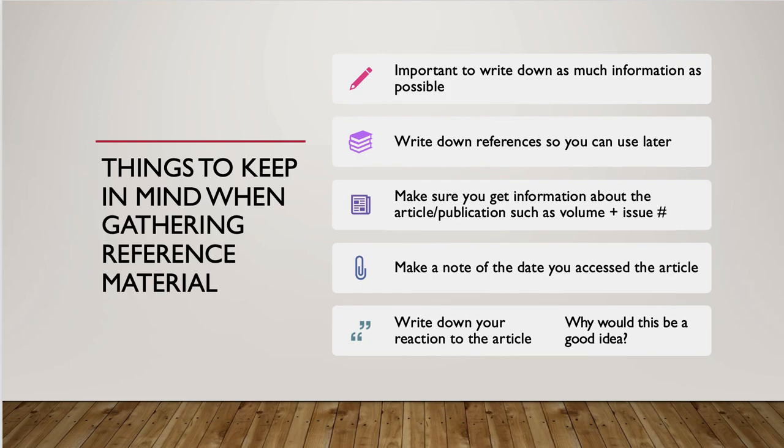Make sure you get the information about the article or publication, such as the volume number or the issue number. That's because this will help you cite the article in something like Purdue OWL or Citation Machine later on down the line. You're going to make a note of the date you accessed the article. That's also important. You're going to write down your reactions, and the reason this would be a good idea is because this allows you to view what your thought process was when you first read the article.